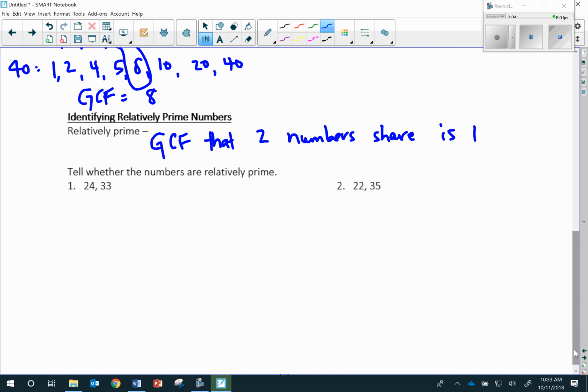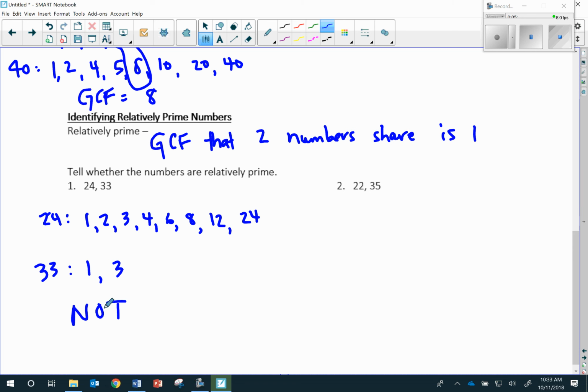So let's go ahead and look at the first example of 24 and 33. Again, I'm going to start by listing my factors of 24. They are 1, 2, 3, 4, 6, 8, 12, and 24. I'm then going to list my factors of 33. 1, 3. Well, we know that 24 and 33 share a common factor of 3, which is greater than 1. So we automatically know that these two numbers are not relatively prime.